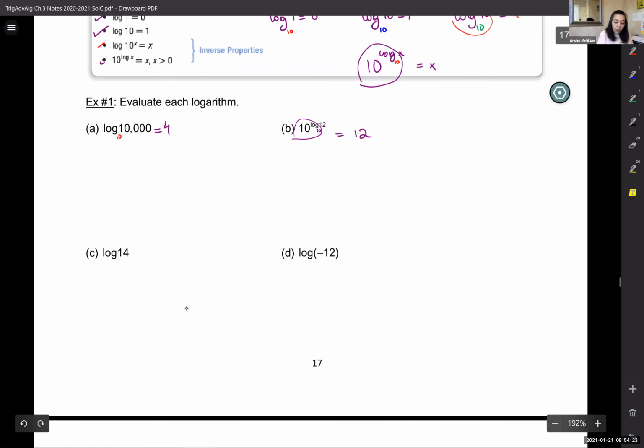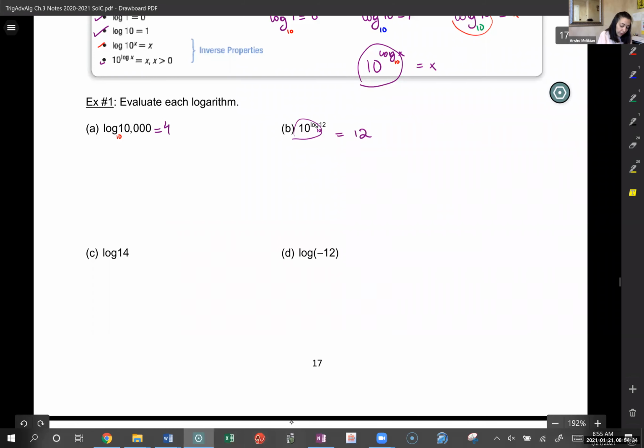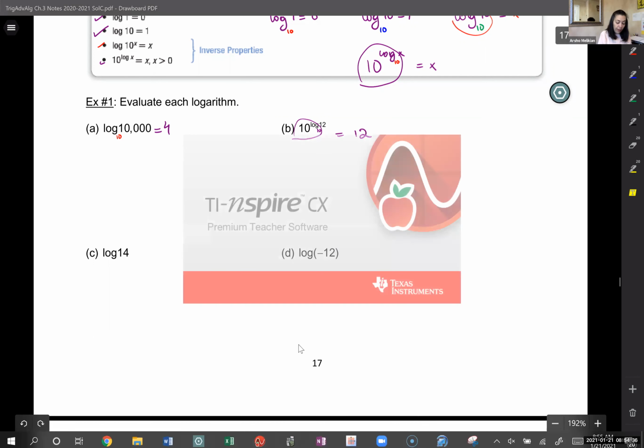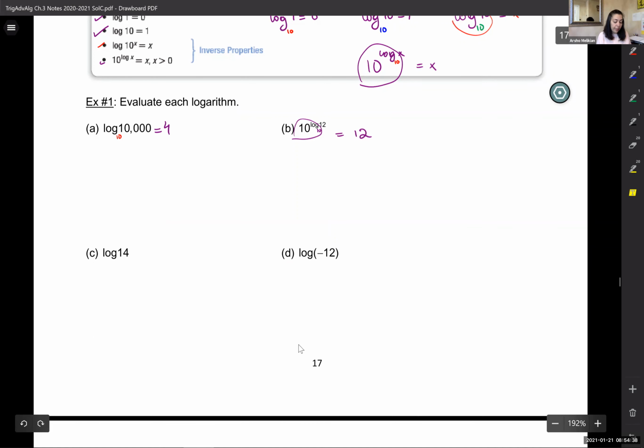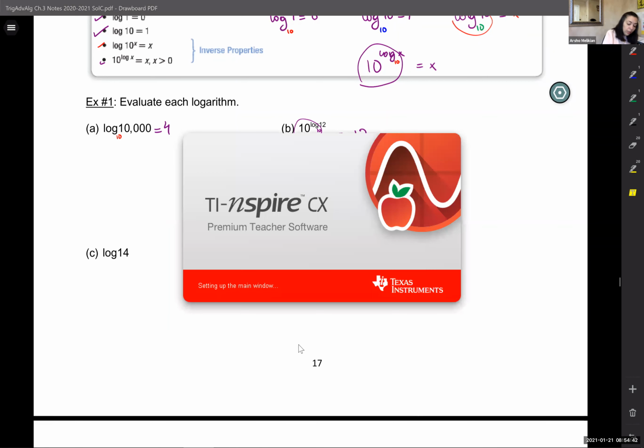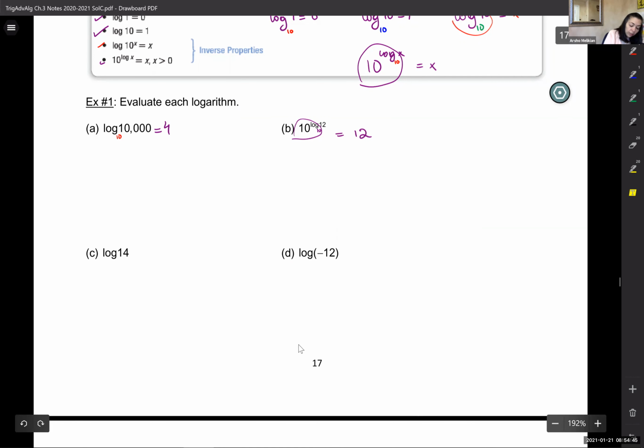Now, log 14. This is something, right? You have to ask yourself, 10 to the what is 14? You can't do that by hand, so you have to use your calculator on that one. All right, so let's all go ahead and take out our calculators. But while mine loads, this next one, log of negative 12, again, because you have the negative here, it's no solution.